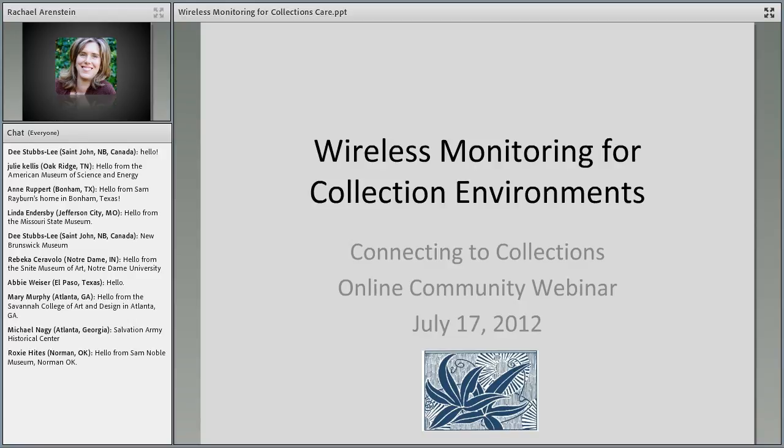The technology exists, and there are products out there that are being used and marketed to the museum community, but we really need to examine carefully whether wireless systems work for you, or whether your environmental monitoring needs are better served by a standalone data logger. Just because the technology is out there and because it's actually sort of cool may not be the best reason to go wireless. So the overarching message for today's webinar is really going to be some hard thinking about whether this is the right route.